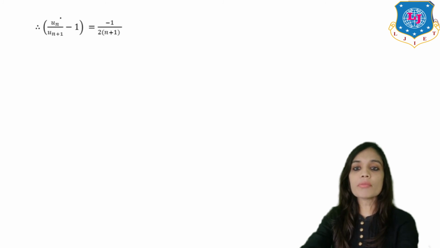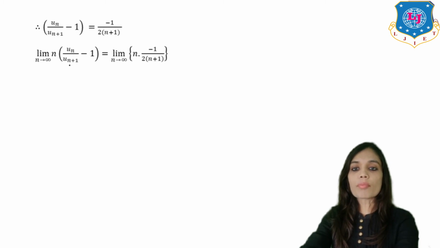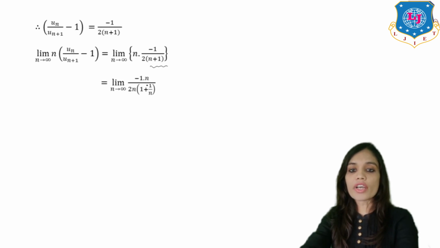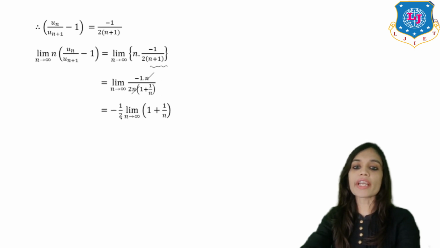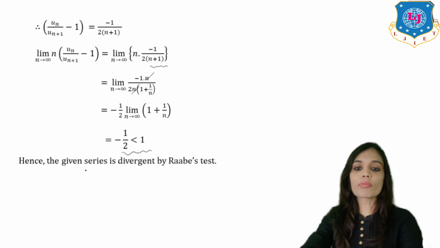Now we have to find our limit, that is limit n tends to infinity n into (un upon un plus 1 minus 1). So we will put the value of this, which is minus 1 upon 2 into (n plus 1). Now take out n common from the denominator. So what will remain? Minus 1 upon 2n into (1 plus 1 upon n) into n. Again this n gets cancelled out and this limit will go to 0. So what will remain finally? Minus 1 upon 2, which is less than 1. So what we can say from Raabe's test, the series is divergent.